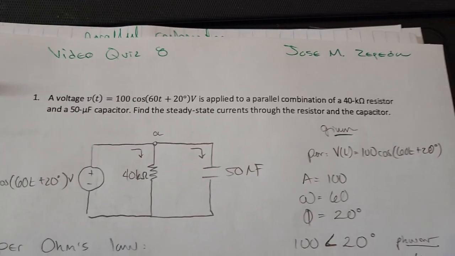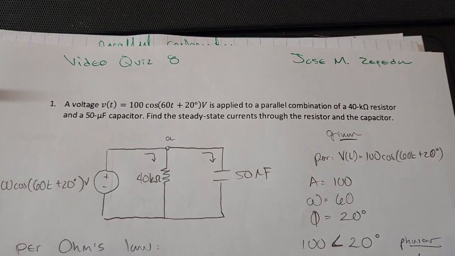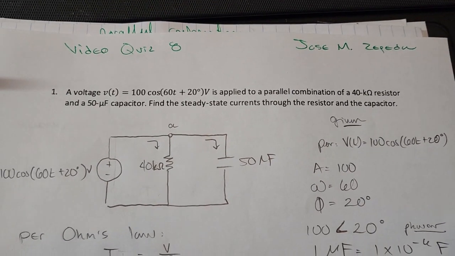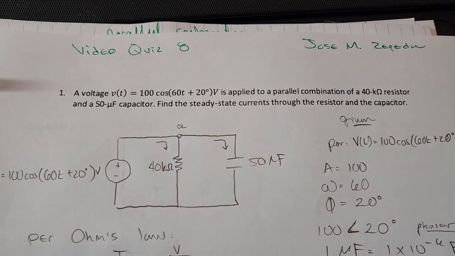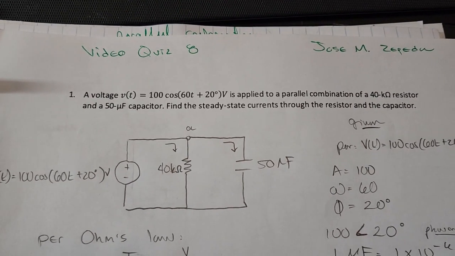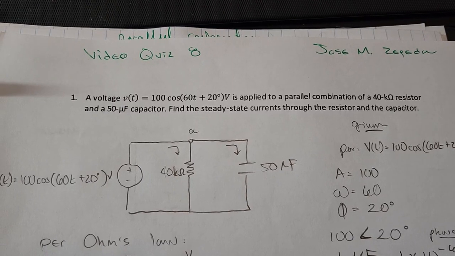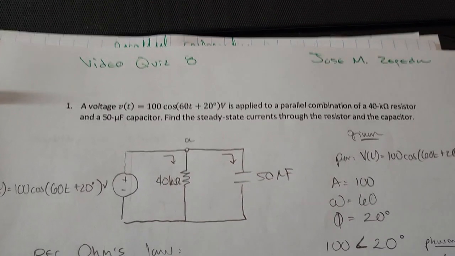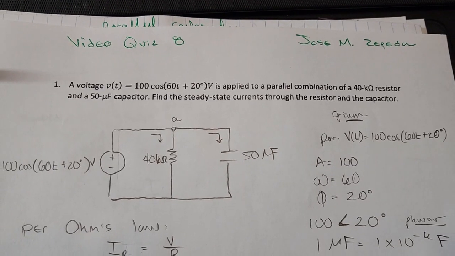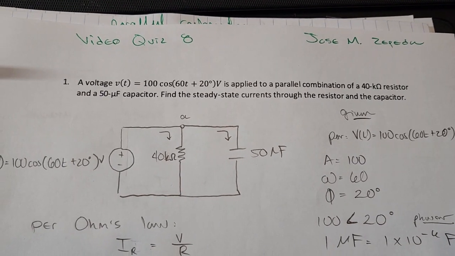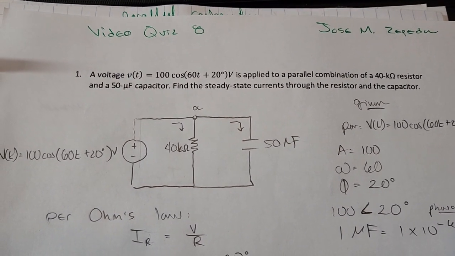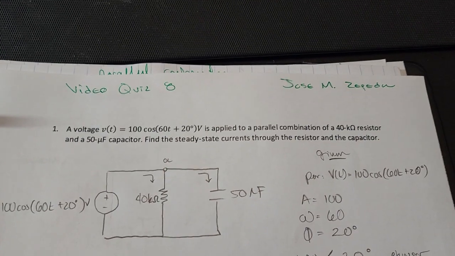And in this problem we were asked to find the current through the resistor and a capacitor with given parameters. In this case we have a voltage with respect to time of 100 cosine 60t plus 20 degrees volts, and this voltage is going through a 40 kilo ohm resistor and a 50 microfarad capacitor.